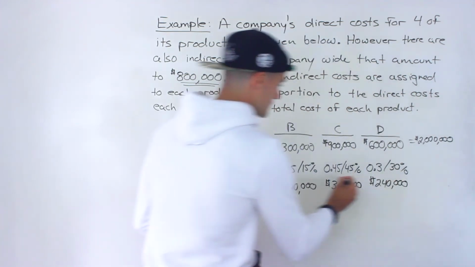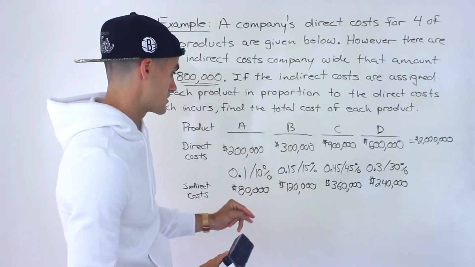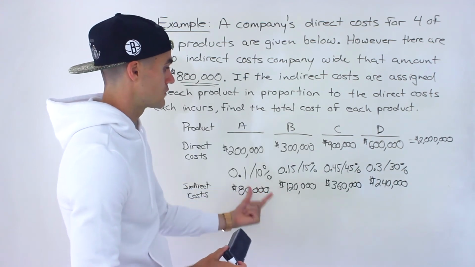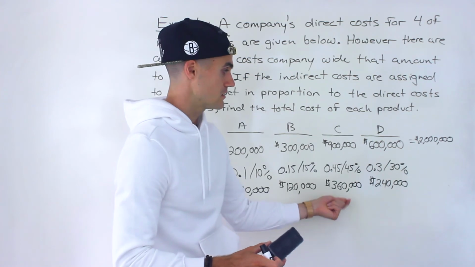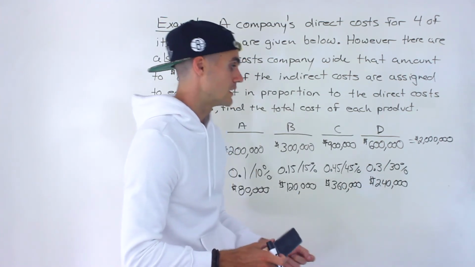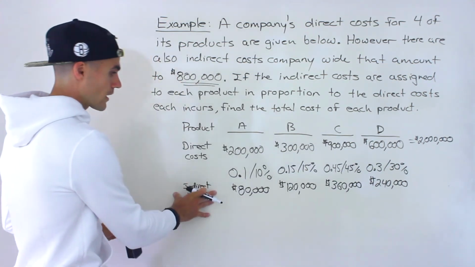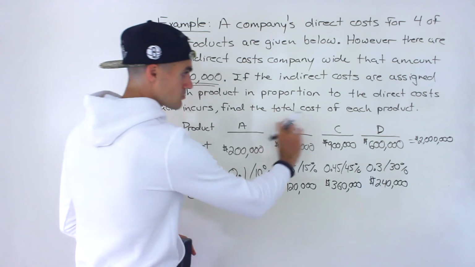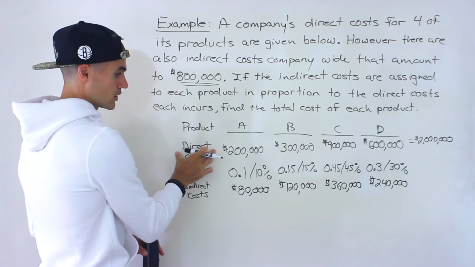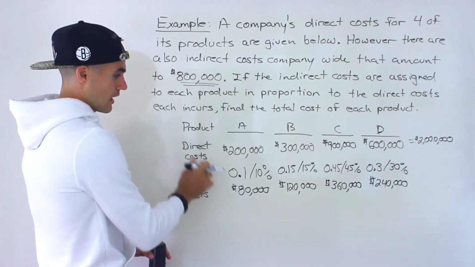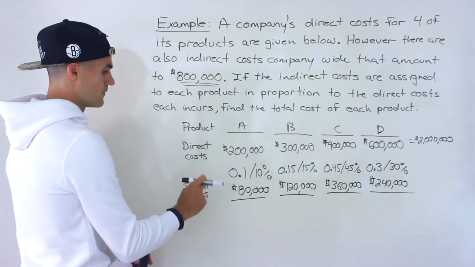And then if you want to check these values, what we can do, we could total them up, and they should total up to 800,000. So notice 80,000 plus 120 would give us 200,000, plus 360 would give us 560,000. 560,000 plus 240,000 does indeed give us that 800,000. So we took the indirect costs and we assigned them to each product in proportion that each one incurs the direct costs. And so now the total cost of each product, that's what they're asking for.